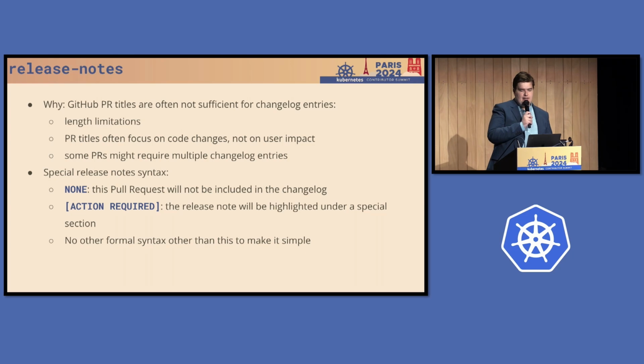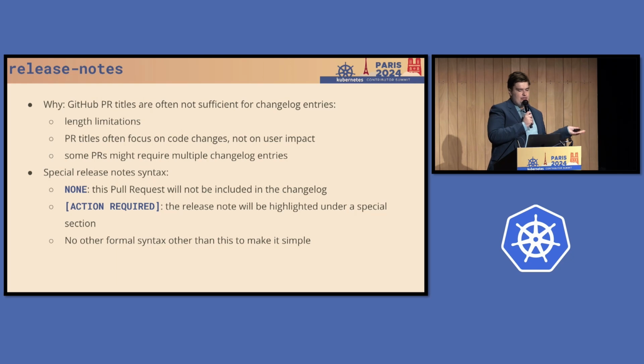Sometimes you want to highlight something especially for users. And there's also that some PRs might require multiple changelog entries, which is hard to do via PR title or commit message. And we actually solve that with the release notes, where you have the special syntax. You can use none if you don't want to include your PR. For example, you did some insignificant update. There's no reason to include it. It doesn't provide value for users. So you would just put none in the release note block.